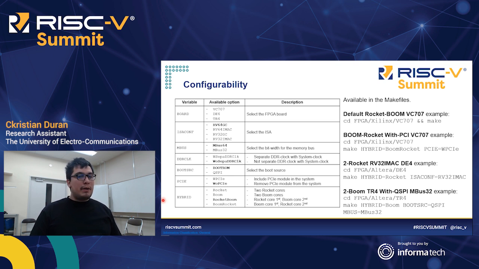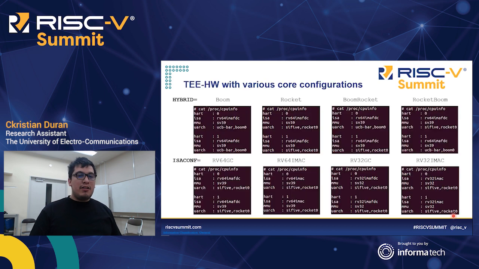We support four predefined configurations in dual-core RISC-V processors, with a combination of Rocket and BOOM in different ways. Right here, you can see some examples. You just run the makefile, whatever you need to actually run. And this is a little demonstration that we prepared for whenever you build the system.